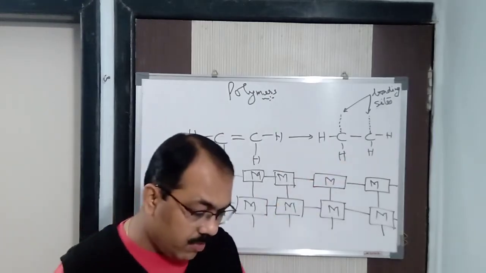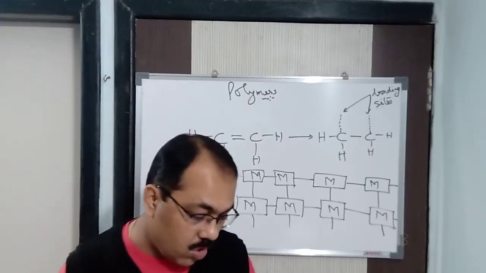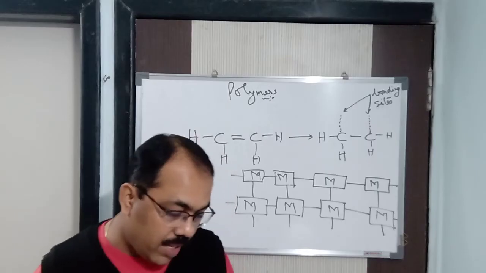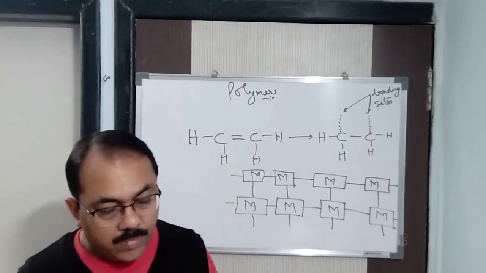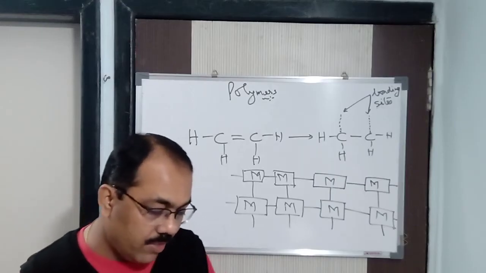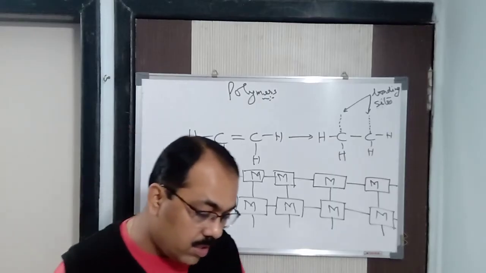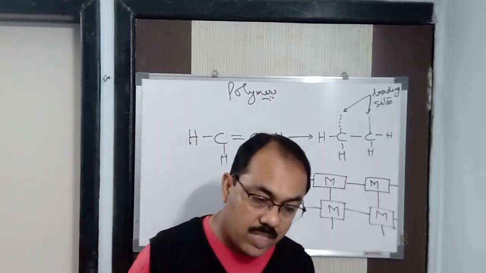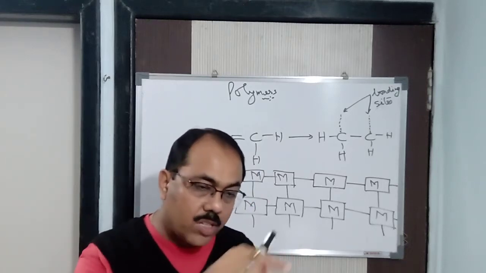In this way, the linear molecular polymers have strong covalent bonds. The primary bonds are strong covalent bonds, whereas the different chains are held together by weak van der Waals forces. In the presence of weak van der Waals forces, there is no restriction on the movement of one chain upon the other. There is no restriction. One chain can easily move over the other chain.